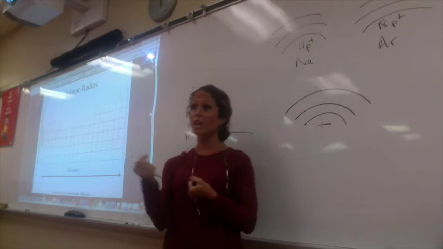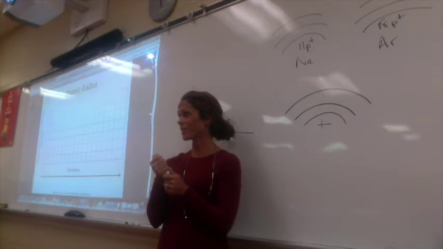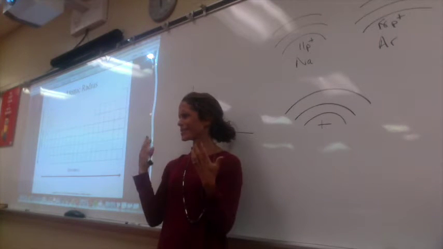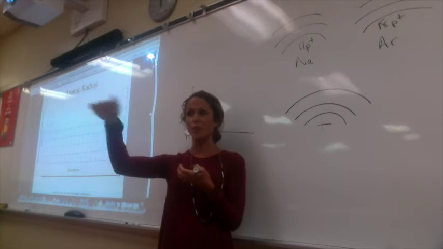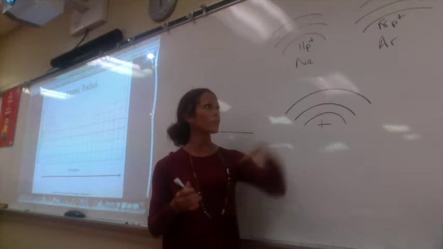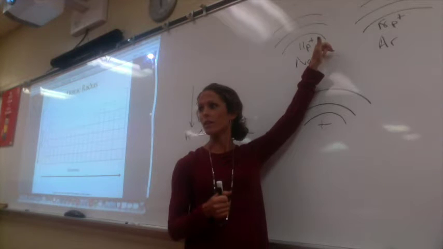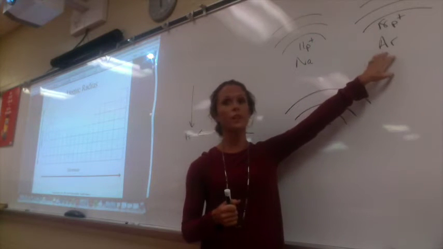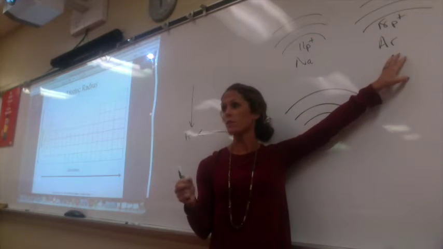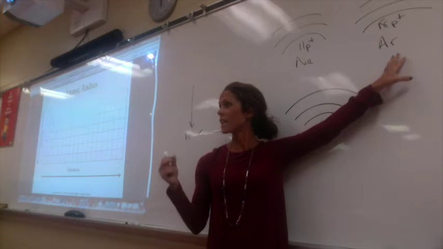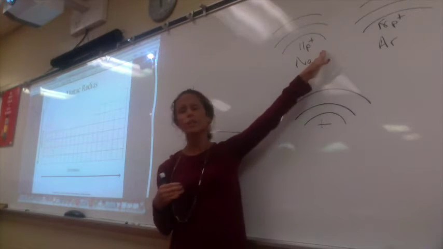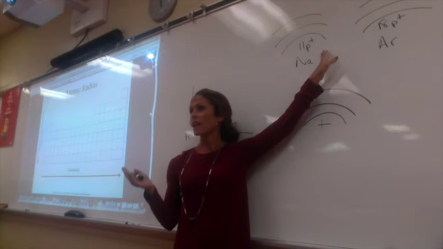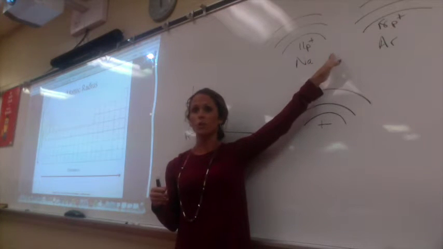So it's like me on a tug of war, pulling the nucleus, holding on to that outer shell way tighter than the 11 protons can pull on it. So because this has greater effective nuclear charge, and according to Coulomb's law, a stronger force of attraction, it can hold its outermost energy level tighter than this one, which has fewer protons and a weaker force of attraction, and so therefore it's larger.